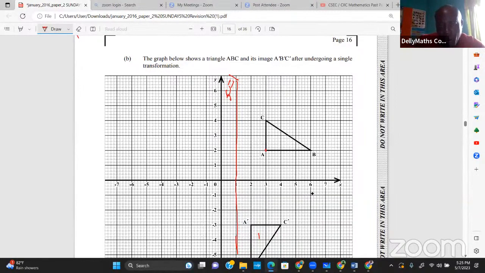For example, the point A is 2 units to the right. Therefore, it's going to fall 2 units to the left. So this is going to be A double prime right here. C is 2 units to the right of the mirror line. It's going to fall 2 units to the left of the mirror line. Now, B is 5 units to the right. It's going to fall 5 units to the left.